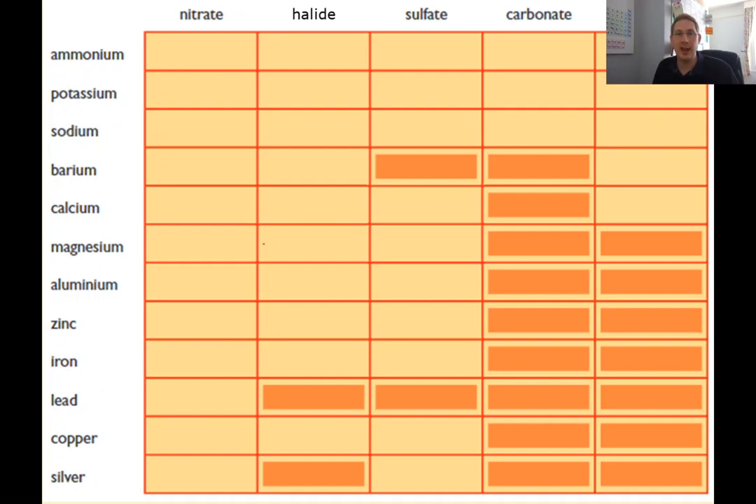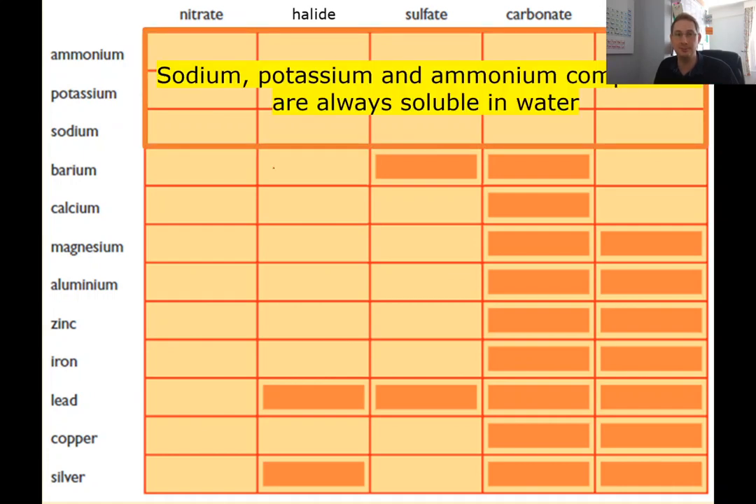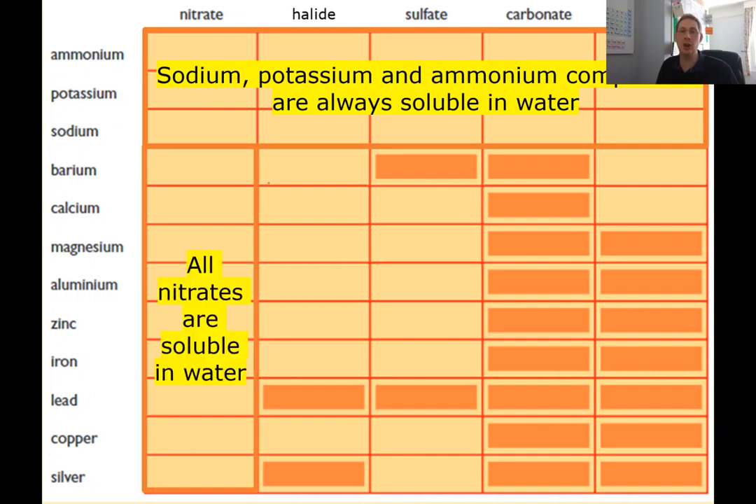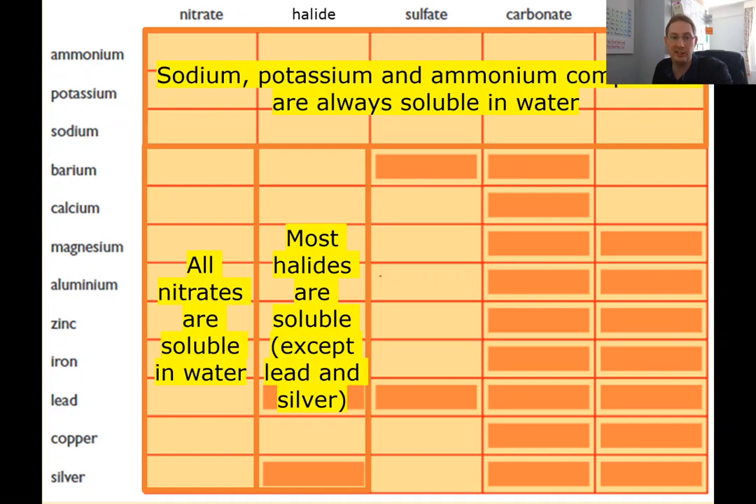So hopefully you came up with something like the fact that all ammonium, potassium and sodium salts are soluble. They're always soluble. Ditto, all nitrates are soluble. So if you want a salt that is soluble, so lead nitrate or silver nitrate, for example. Halides, fairly straightforward. They are mostly soluble except for lead, a very common exception, and silver.